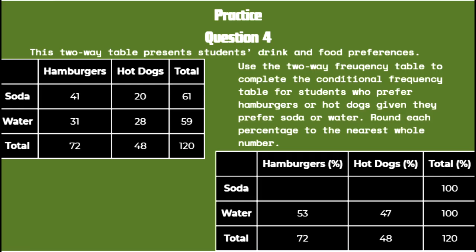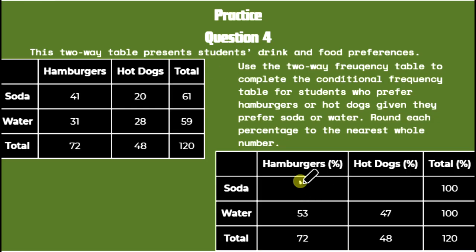Here's practice question number 4. This two-way table presents students' drink and food preferences. Use the two-way frequency table to complete the conditional frequency table for students who prefer hamburgers or hot dogs, given they prefer soda or water. Round each percentage to the nearest whole number. Pause it, figure it out, come back. So 41 divided by 61, which we already did, but I forgot, gives us 0.672.